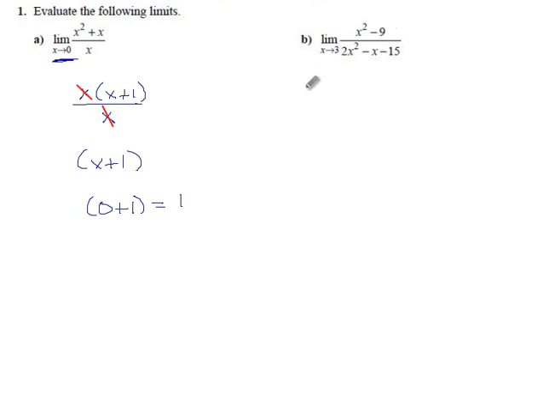The numerator is a difference of squares. It factors as x plus 3, x minus 3. The denominator, this is a quadratic, so I'm going to have to do decomposition here. So I need two numbers that add up to minus 1 and multiply to minus 30. Those would be minus 6 and 5.